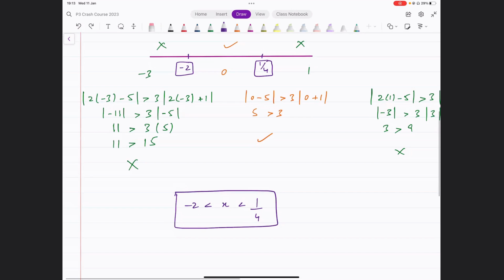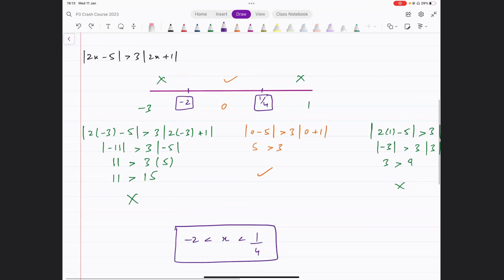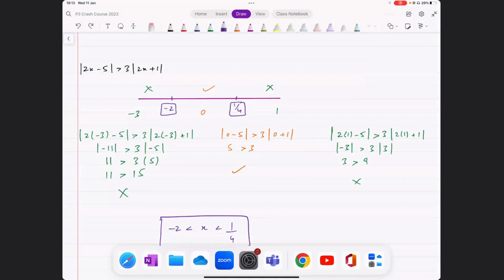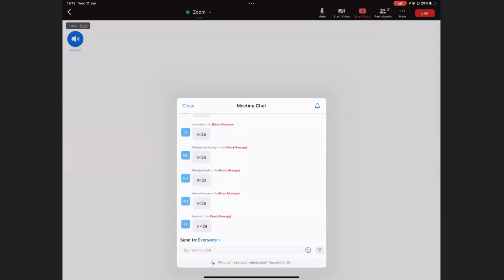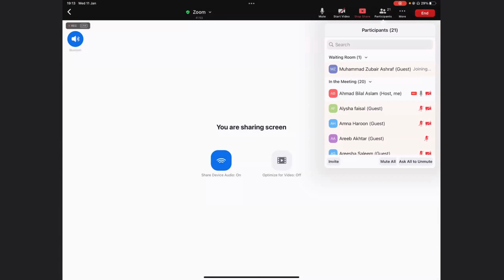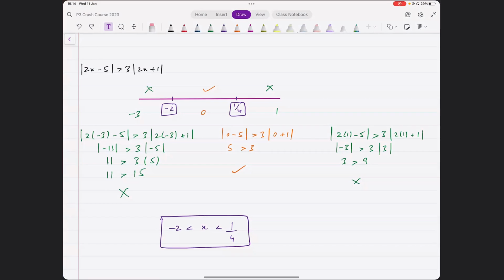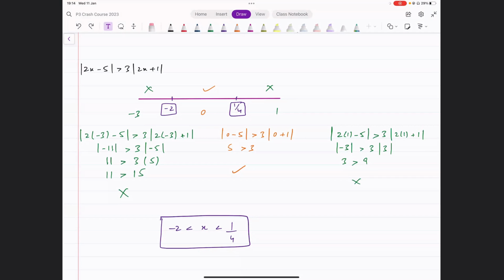Is this clear to everyone? Any problems with this? Any problem with this? No problems?